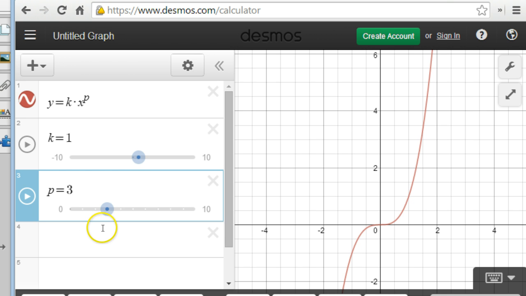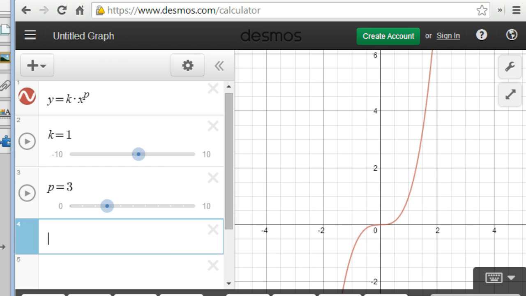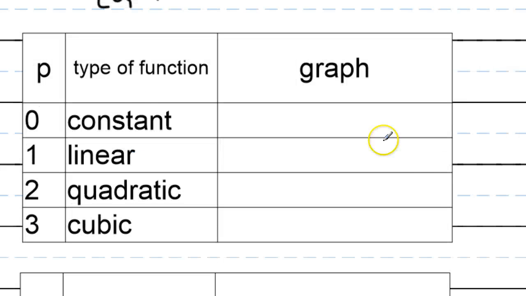Okay? So you should now be able to fill out the table on the notes. And you guys can do that on your own by filling in what the shape of the graph looks like for each of these. And if you want to, come up with the rule for even and odd functions.